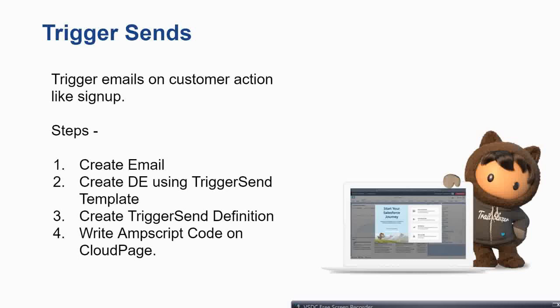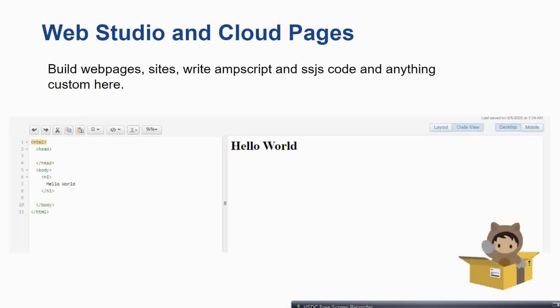This is not limited to that; it could also cover transactional emails. Let's say a user buys a product, the user should receive a product confirmation email that the order has been placed. In such a scenario, trigger sends are really handy. Now let's go to the next slide. So this is Web Studio or the cloud pages. In this place most of the applications which are developed within SFMC live.